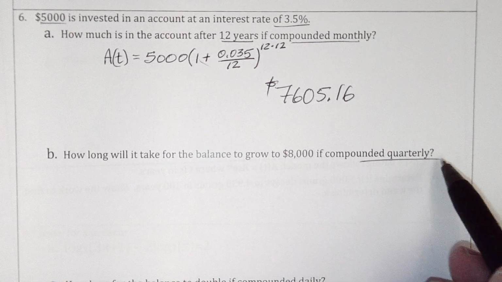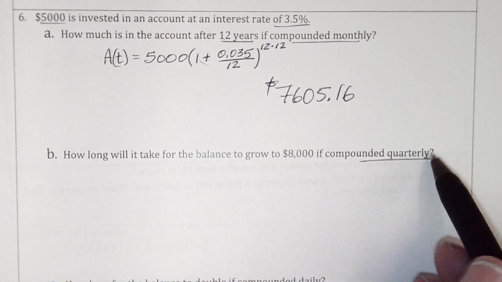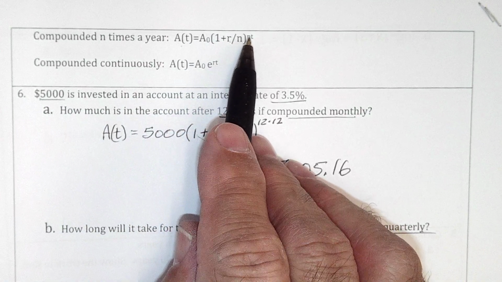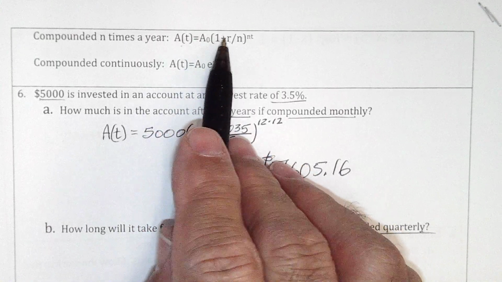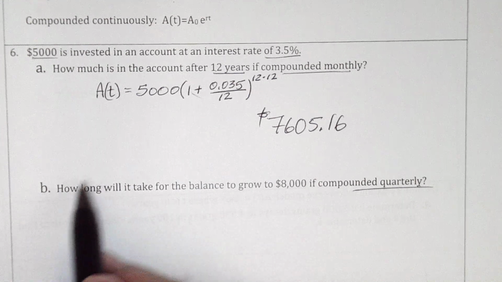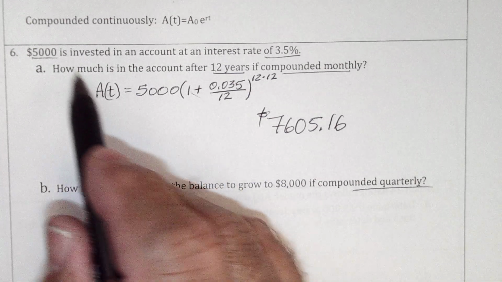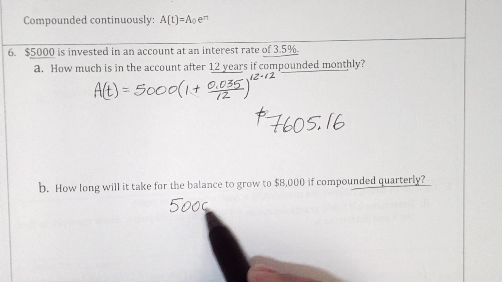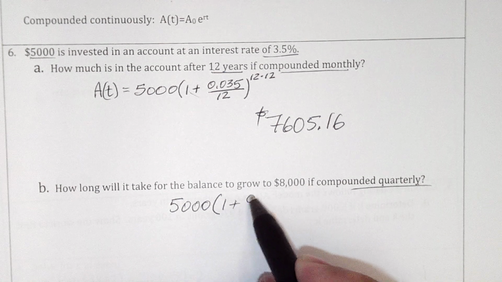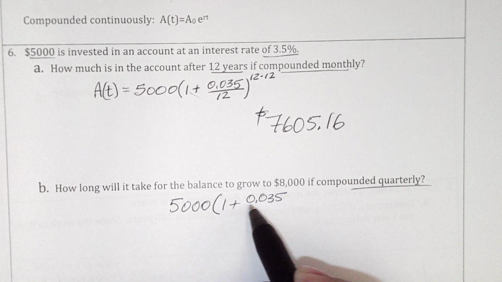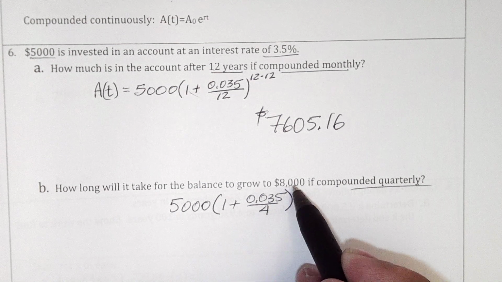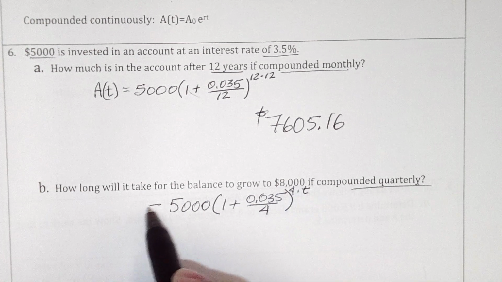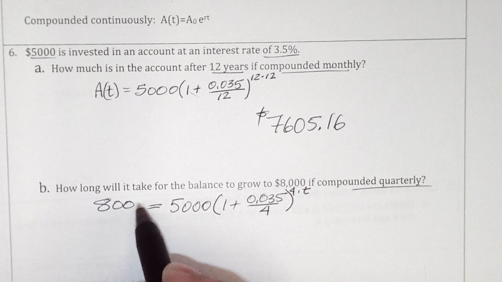Next one, what I missed was compounded quarterly. So now the n in the formula is 4 times a year, so we're going to have to multiply by this 4 times for each quarter. And how long to get to 8,000? Starting at 5,000, so A0 is still 5,000. 1 plus 0.035 quarterly, times we don't know how long, to get it to be 8,000.